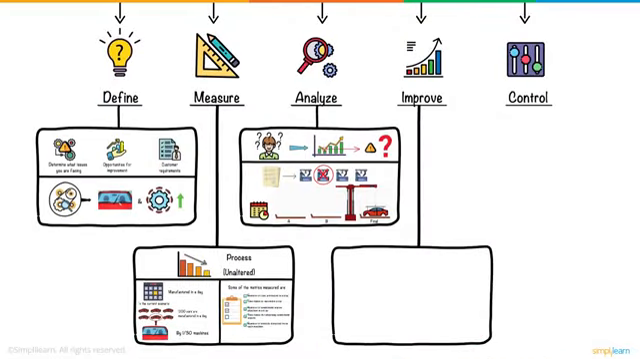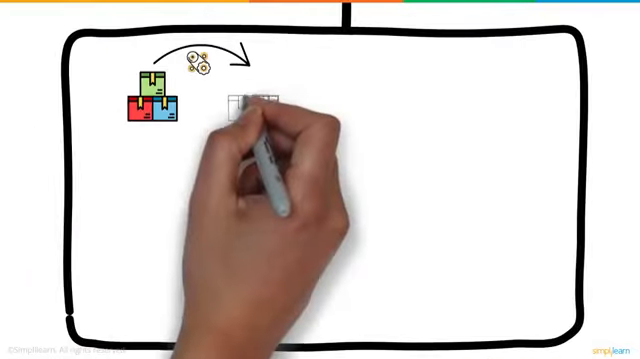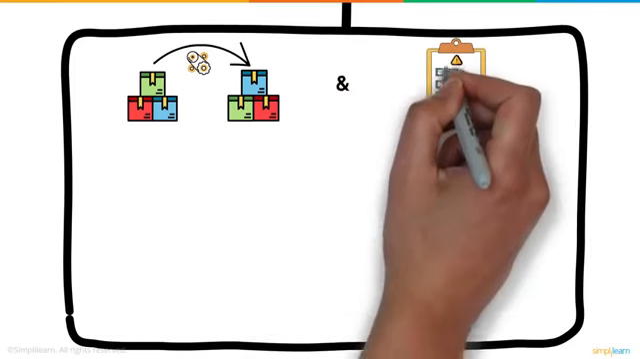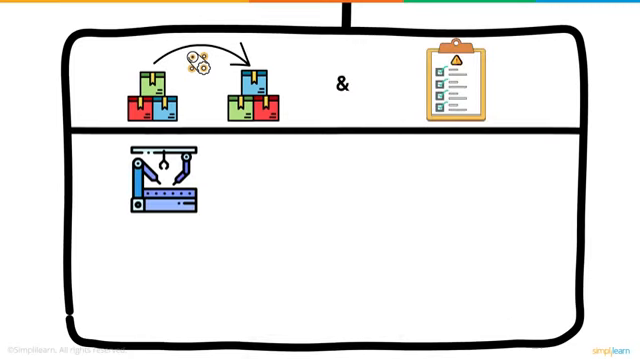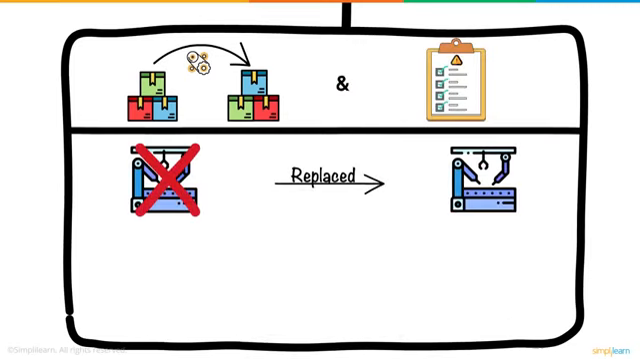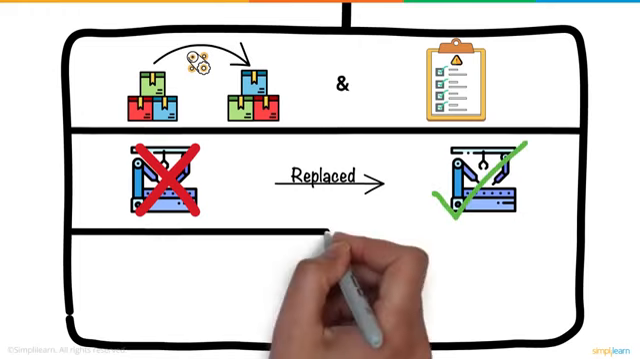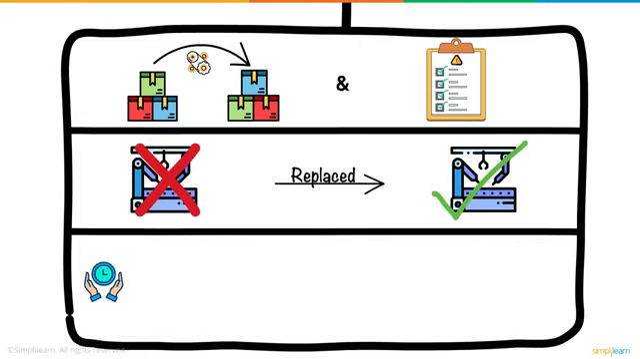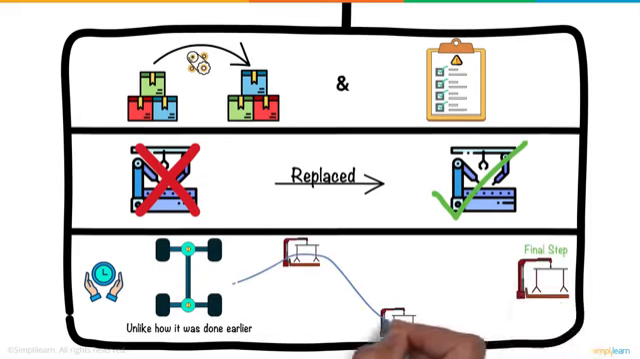Next, in the Improve phase, you make changes to the manufacturing process and ensure the defects are addressed. You replace the faulty machines that installed the windshield wiper with another one. You also find a way to save time by attaching wheels on the frame in the initial stages of the manufacturing process, unlike how it was done earlier. Now the car can be moved across the assembly area faster.